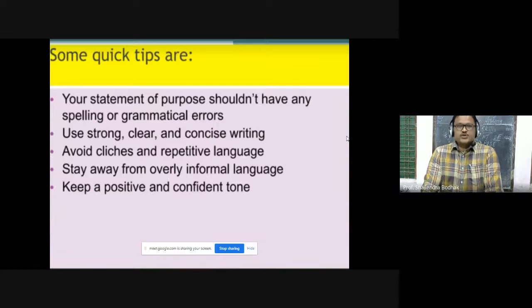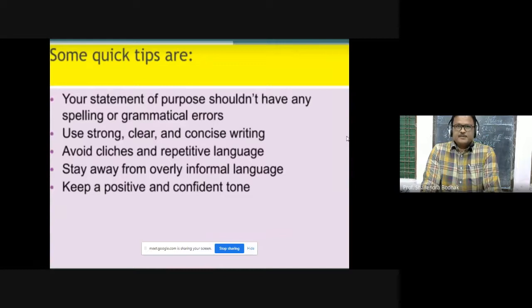Next is use strong, clear and concise writing. When you write your SOP, see that you use strong words, clear sentences, and the writing should be concise, means short, not more than 500 words. Your SOP should be 500 words, that is 5 to 6 paragraphs, or you can say 1.5 pages.